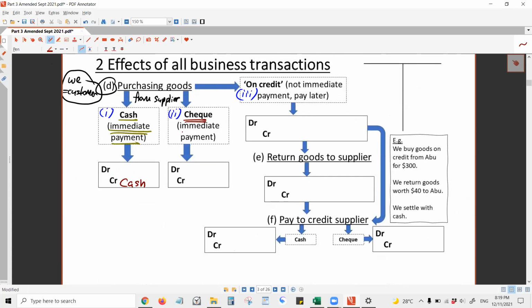Second situation, you buy goods from a supplier, you pay with check immediately, you credit bank. Okay. The one for debit entry, we decide later. I'll tell you later.